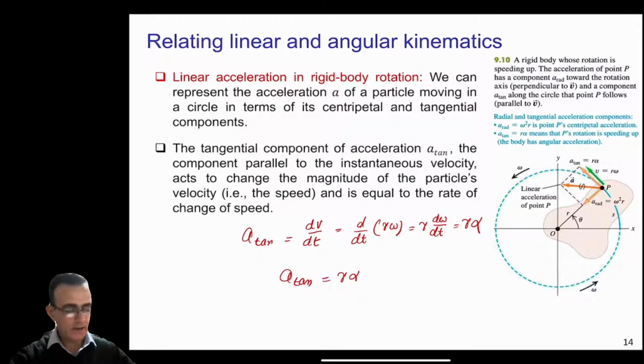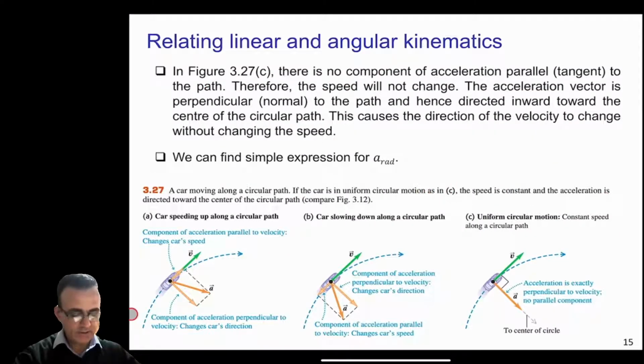Okay, now to find a radial or a centripetal, first we need to understand what a tangential and a radial will do. As you can see in this figure, a body is moving on a circle, and the body's velocity is shown by this green arrow, which is tangent to the circle. In this case, the acceleration of the body is in this direction, and again it can be split into two components: one is the tangential component and one is the radial component.